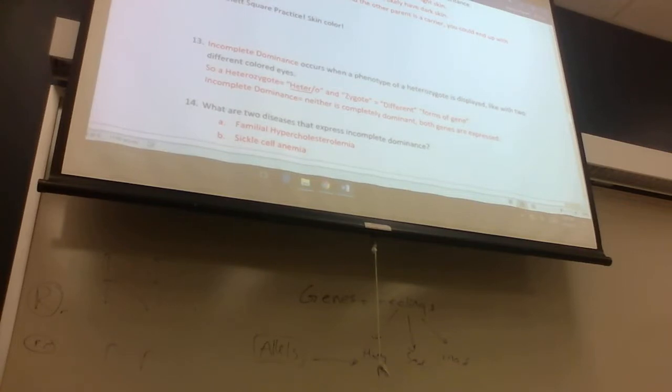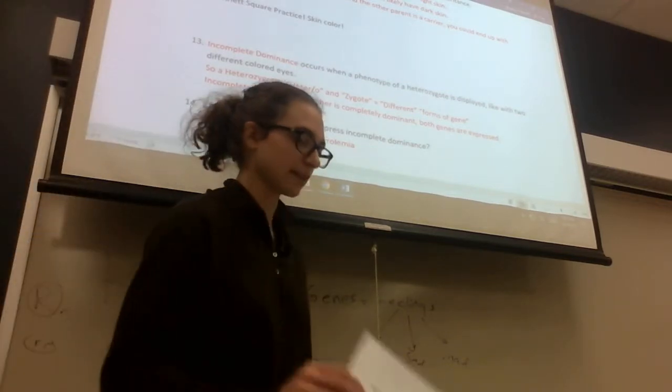Predicting skin pigmentation is an example of dominant recessive inheritance. So we're going to pull up a Punnet square, and the Punnet square chart kind of looks like this.